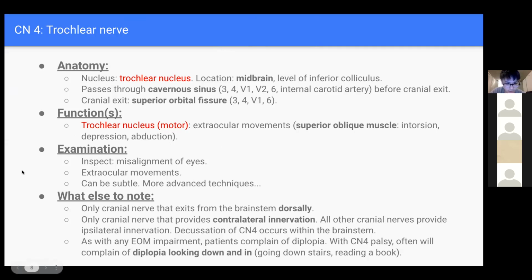So they're going to complain of diplopia. For CN4 palsy, what you might see in the stem of the question is someone who's going to complain of diplopia when looking down and in. For example, if you're reading a book, or if you're looking downstairs as you're going downstairs, they might have diplopia. So that's something to look for in a question stem.